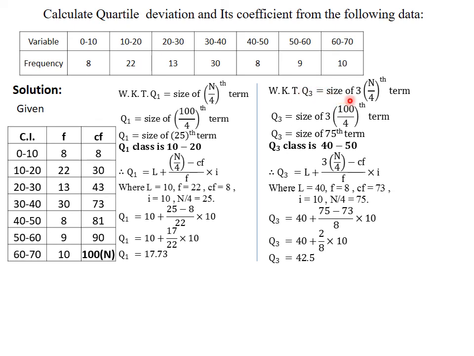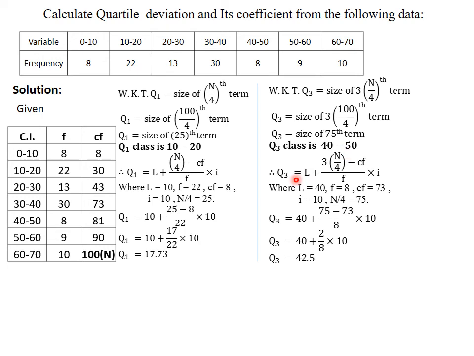Next, we have to find Q3. Q3 is nothing but the size of the 3 times n by 4th term. So 100 divided by 4 is 25. 25 into 3 is 75. Now we have to see 75 in the CF. So 75 is not there. So the next highest value of 75 is 81. The corresponding class interval for 81 is 40 to 50. Therefore the Q3 class is 40 to 50.